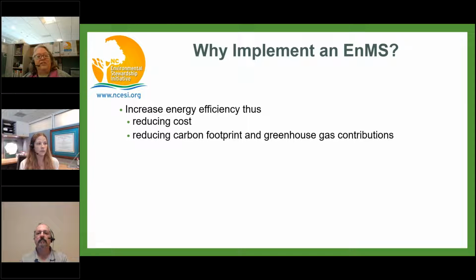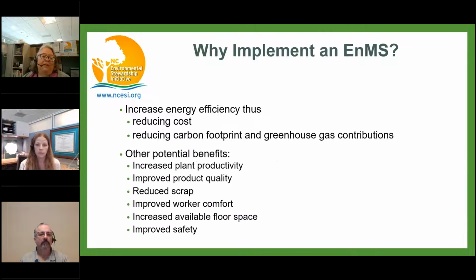Increasing your efficiency also has some side benefits. It can help you with reducing cost, and it can also help with reducing your carbon footprint and greenhouse gas contributions. And then it could also potentially help increase your plant productivity, quality. It can help you reduce scrap. It can help with improved worker comfort, increased available floor space, and it can also help improve safety depending on the types of projects that you put in place in order to reduce your energy demand.